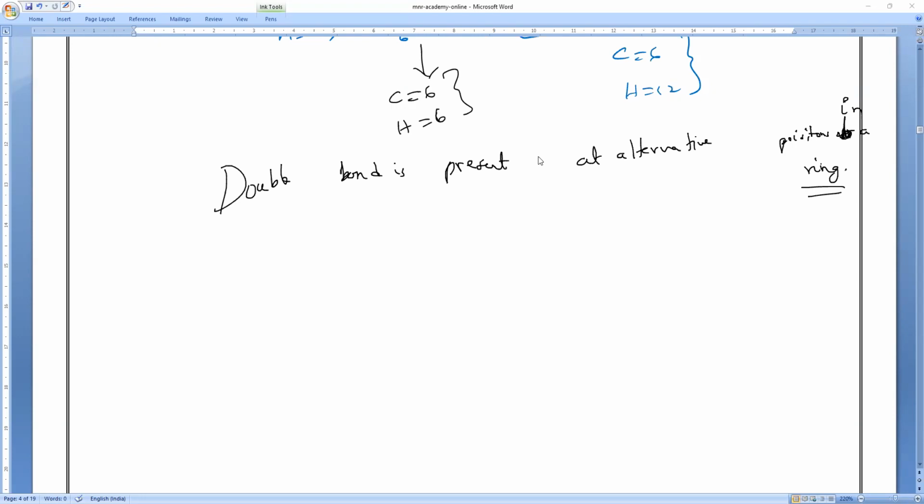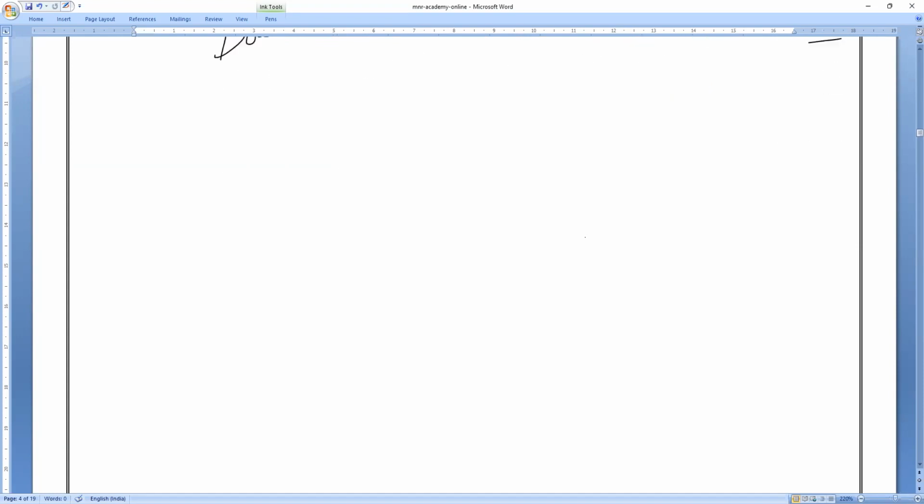So basically, which is more stable, saturated or unsaturated? That is what we call benzene. N equals 6 onwards, compounds are stable. That is for cyclic hydrocarbons or unsaturated hydrocarbons.